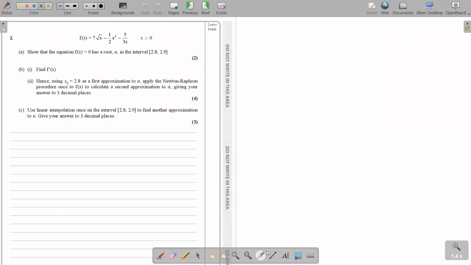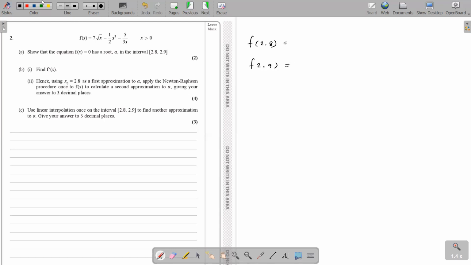Question number 2. f(x) is equal to 7 root x minus half x cube minus 5 over 3x where x is greater than 0. Show that the equation f(x) equals 0 has a root alpha in the interval 2.8, 2.9. So how do we show that there is a root? First thing is we must show that there is a sign change. So let's do the sign change. We get here f of 2.8, right? Simplify. Replace x with 2.8, f of 2.8 and f of 2.9.